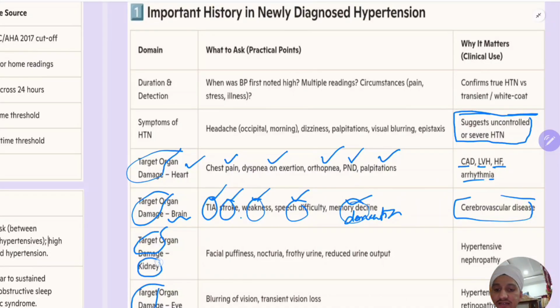Then next come the kidneys. For the kidneys, ask for morning facial puffiness, especially around the eyes. Swelling around the eyes, especially in the mornings.